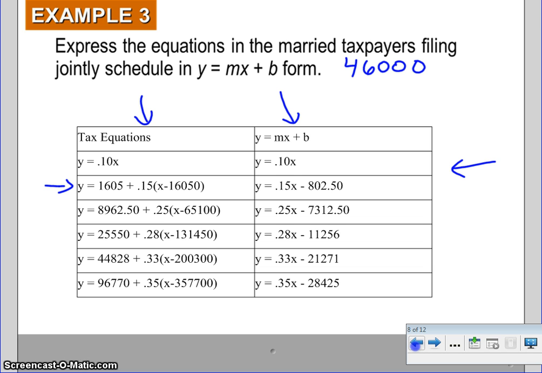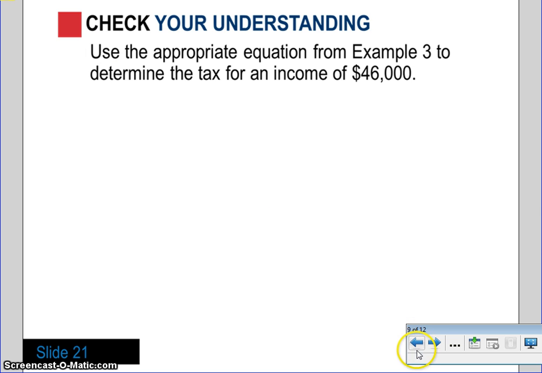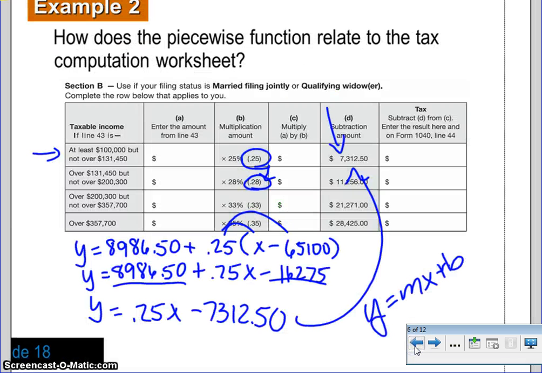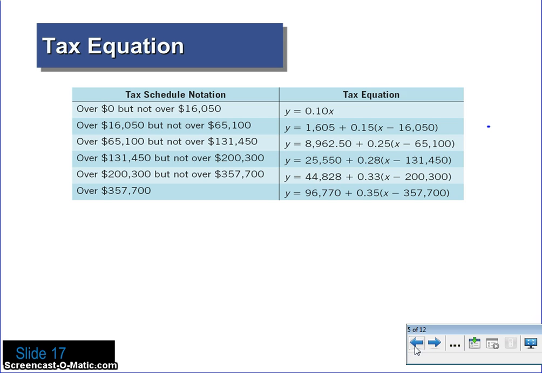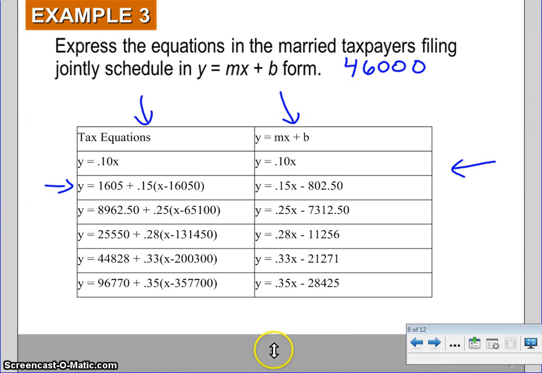And how did I get that? Well, let's go back and look at the chart. So we have to go way back here. If we look at our chart, we can see that our income from $16,050 to $65,000 is this equation. Once we multiplied that equation through on the chart that we just did, we ended up with this chart. Here's the equation that we ended up with. So we're going to plug that in.